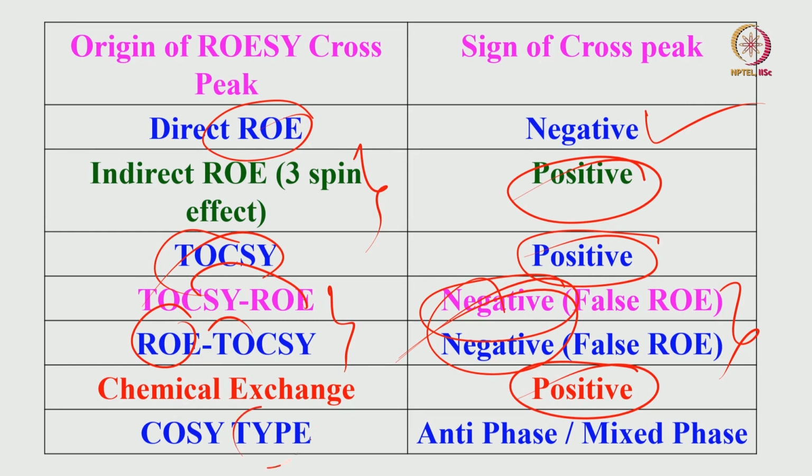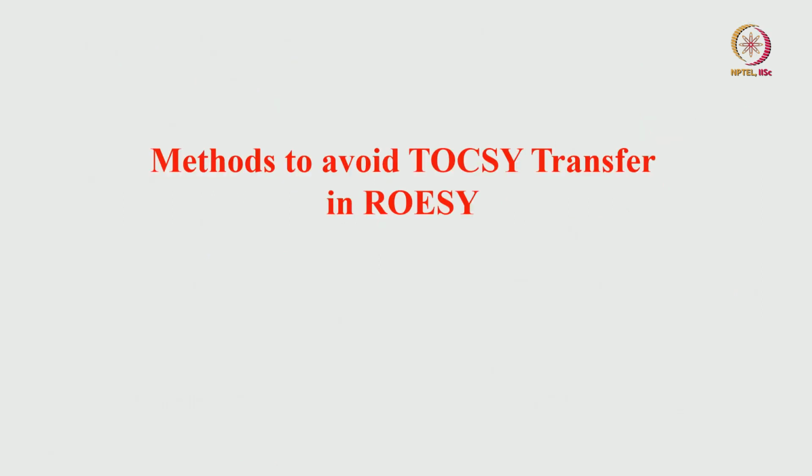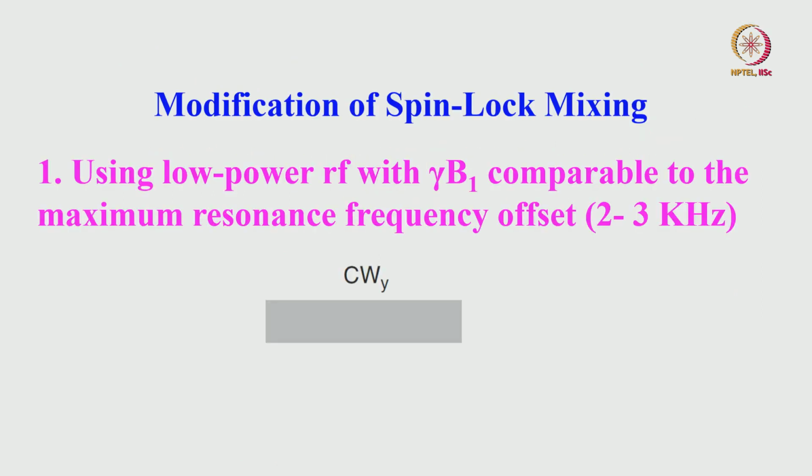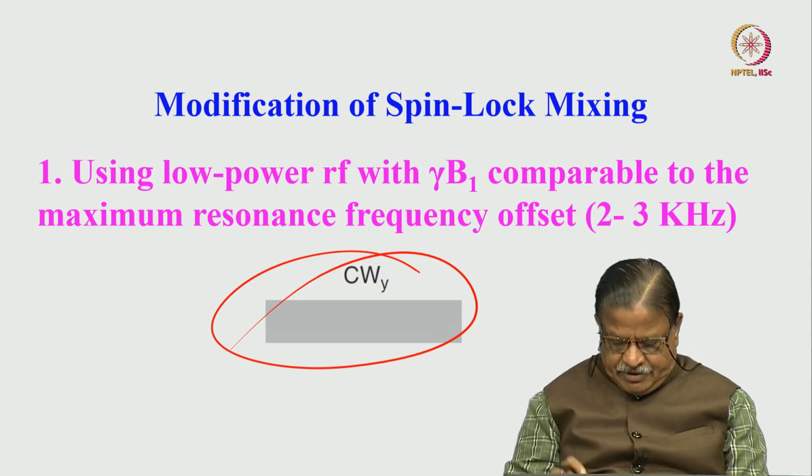There can be COSY type peaks. We have mixed phase, antiphase, and in phase. All these things can happen, and then to overcome that, there are certain methods. Firstly, you can apply a very low power RF for spin locking, very low power, comparable to the maximum resonance frequency offset. We don't need to use the higher one. That's one way.